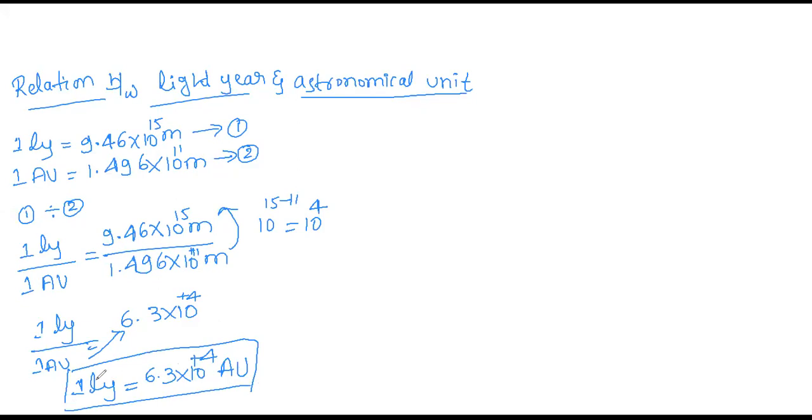1 light year in terms of astronomical unit: 1 light year is equal to 6.3 into 10 to the power of plus 4 AU, where AU means astronomical unit. This is the relation between light year and the astronomical unit.